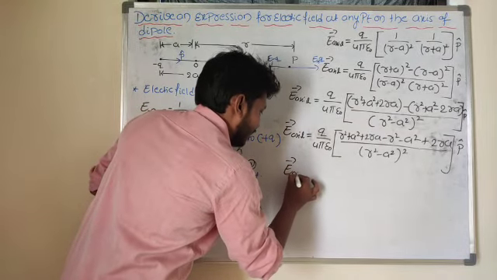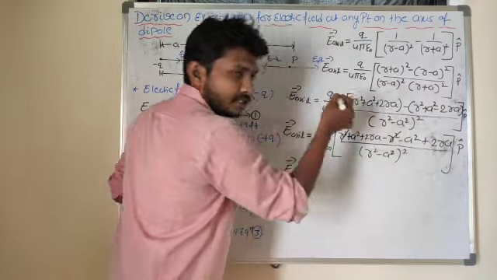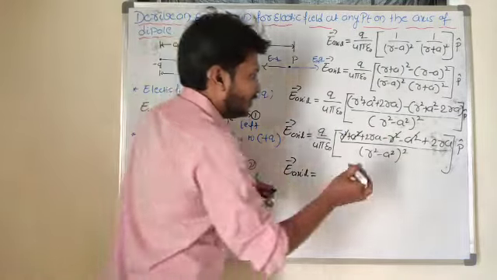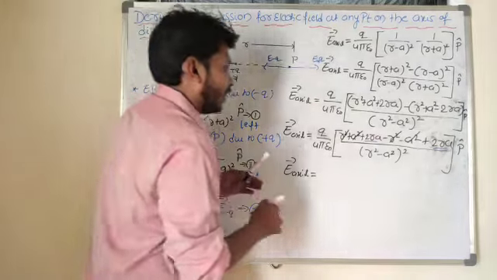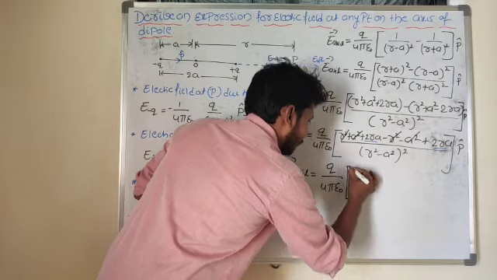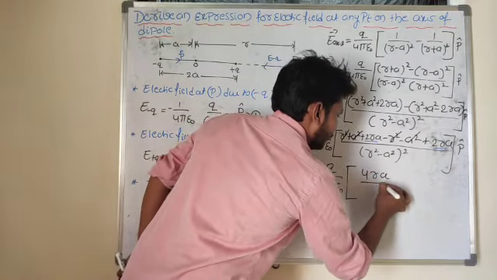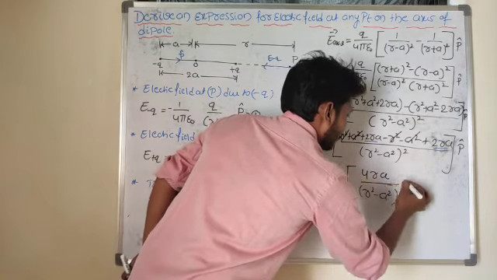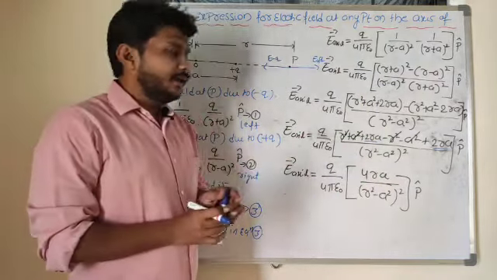So electric field at axial is equal to, r square minus r square getting cancelled out, and plus a square minus a square get cancelled out here, plus 2ra and plus 2ra, so plus 4 times r into a, q divided by 4 pi epsilon naught, in square bracket, 4 times r into a divided by (r square minus a square) whole square, into p cap. So hope you understood up to this point.